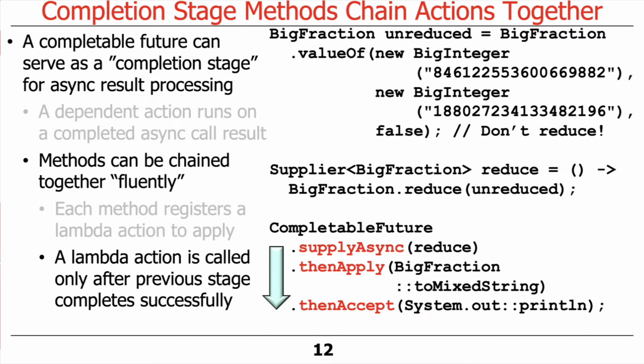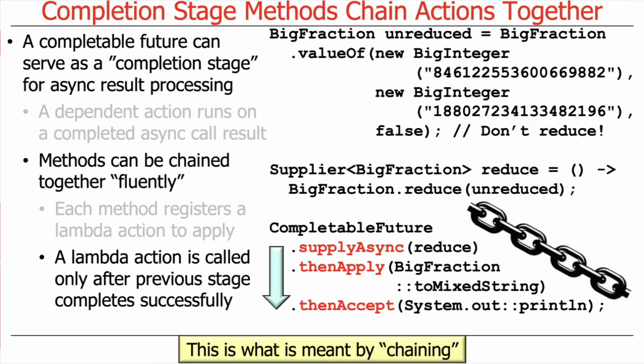A lambda action is only called after the previous stage completes successfully. So in order for thenApply to be called and its lambda action to be called, supplyAsync has got to finish. In order for thenAccept to be called, thenApply has to finish, and so on. So you can kind of see a transitive closure of dependent actions being chained together here in this pipeline. And this is what we mean when we talk about chaining.